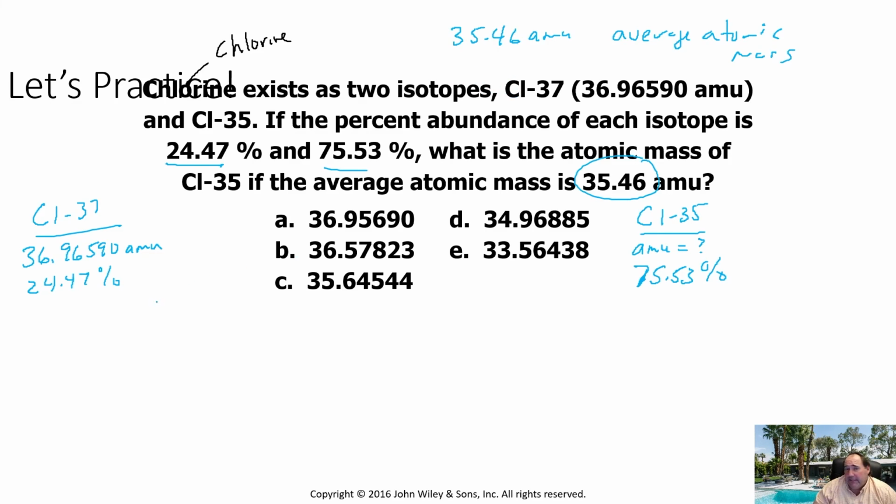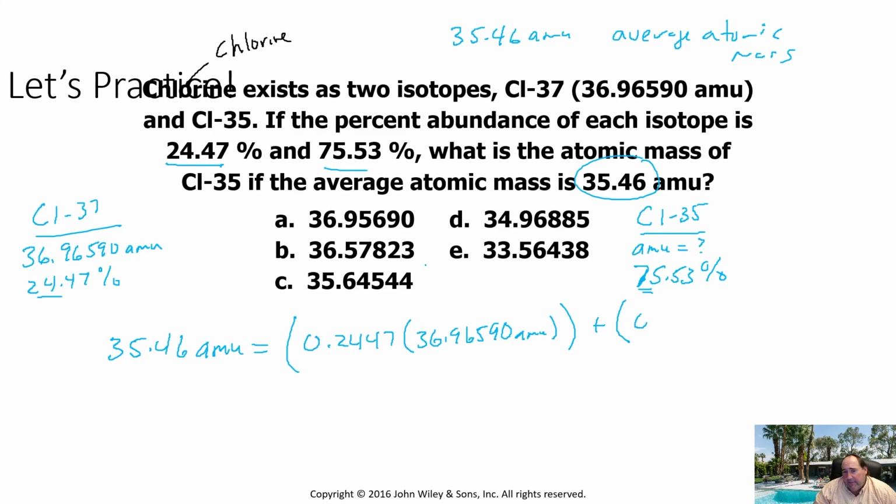All right, so we want to approach it the same way. In this case, we actually know the average atomic mass, so that's going to give us 35.46 AMU is equal to our first isotope. Again, I'm just going to move the decimal place, so that's 0.2447 times 36.96590 AMU. Again, that's going to be plus our second percentage. I'm going to move the decimal, and call my unknown AMU X. We have something to solve for.